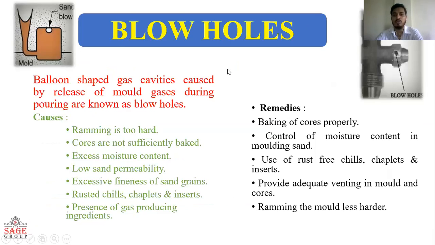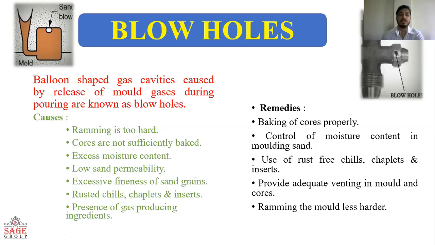Next defect is blowhole. As the diagram shows, a balloon-shaped gas cavity caused by the release of mold gases during pouring is known as a blowhole.